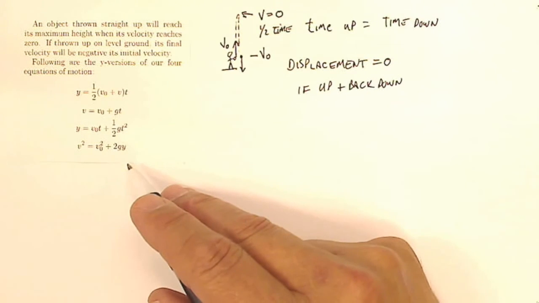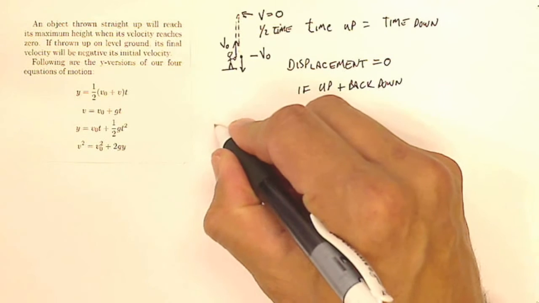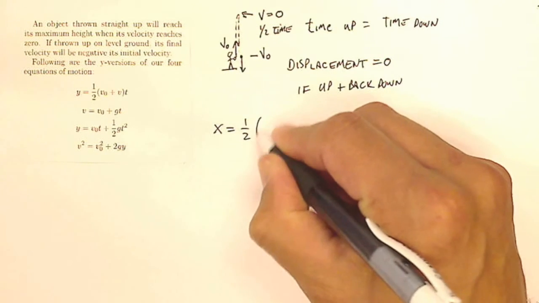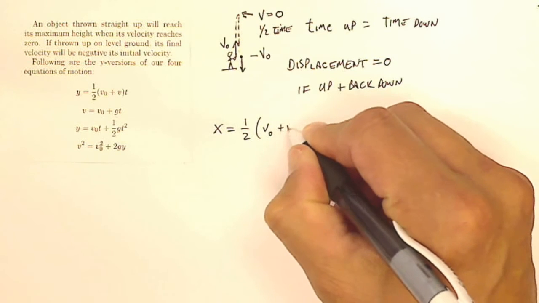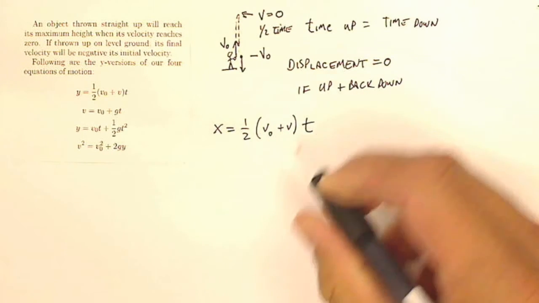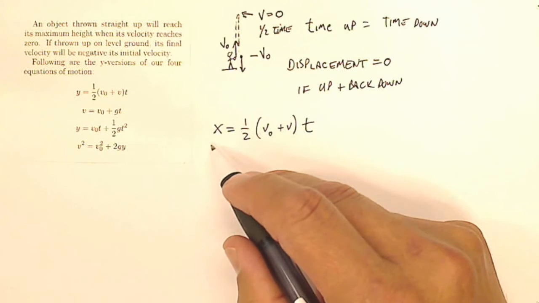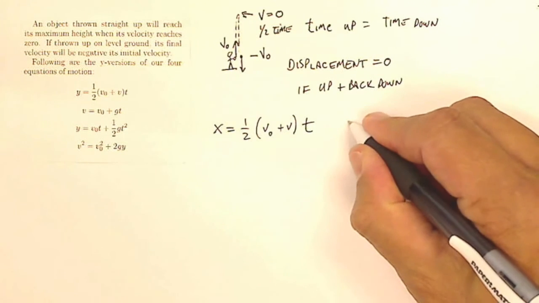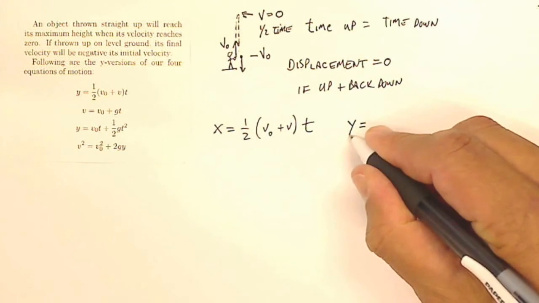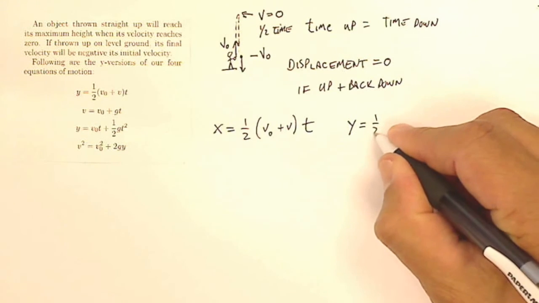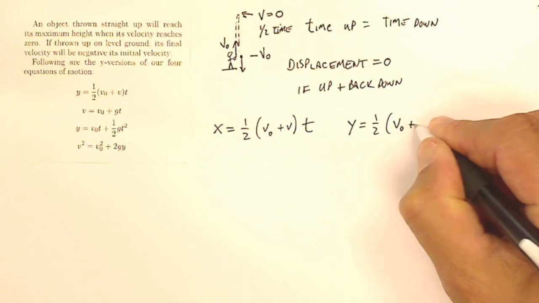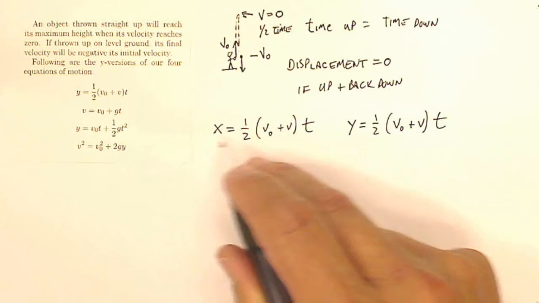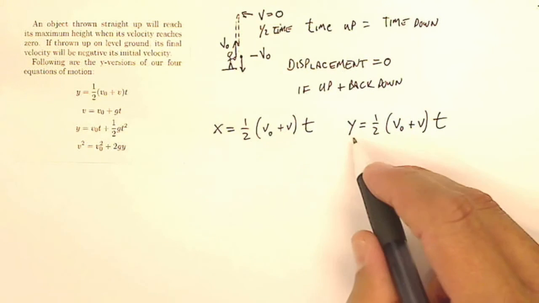Now, I have rewritten the equations of motion. Instead of x, my x position equals half of my initial velocity plus my final velocity times time, I'm going to start putting things in terms of y. So if x is left and right, then y is up and down. So I can write that my y position, my vertical position, is going to be 1/2 of my initial velocity plus my final velocity times my time. So I'm going to start using y's instead of x's. Even though your equation sheet says x's, I'm going to use y's.